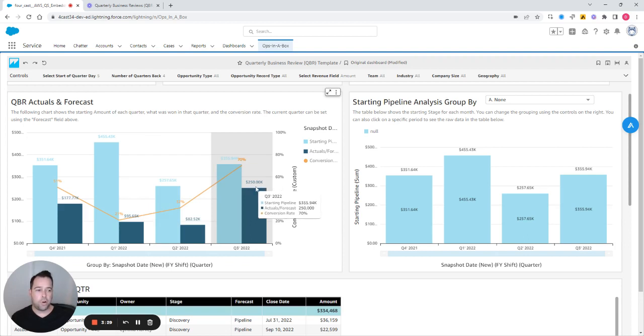With that call of $250K, against a starting pipeline of $355K, in order to achieve that 250, Cynthia is going to need to close 70% of that starting pipeline. That's way higher, more than double anything that they've done in the past. So now the question is, well, that's a bit of a red flag.